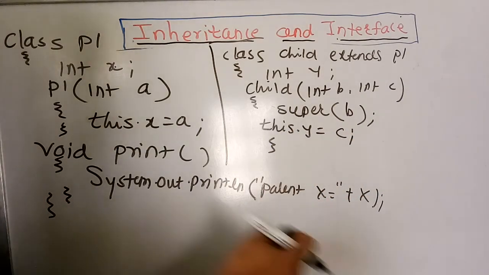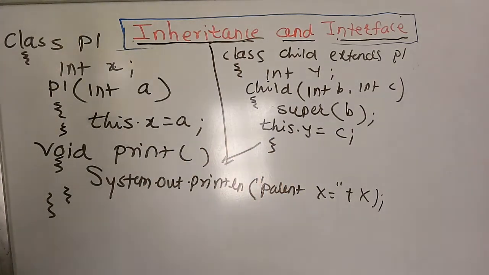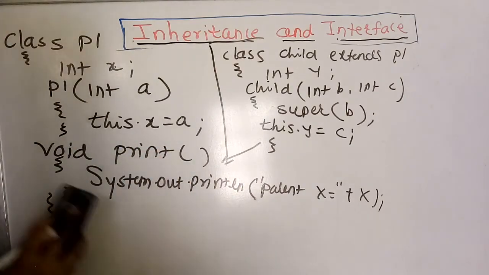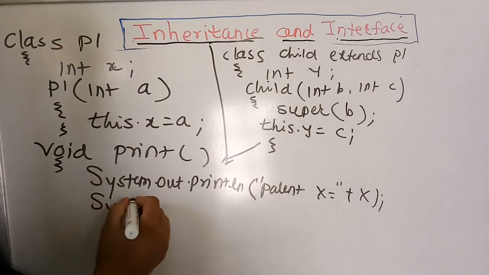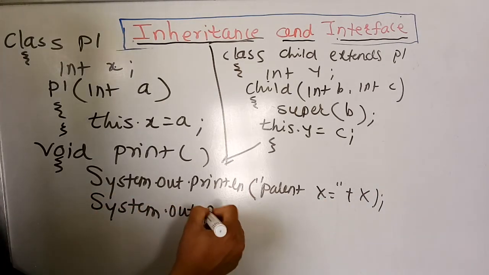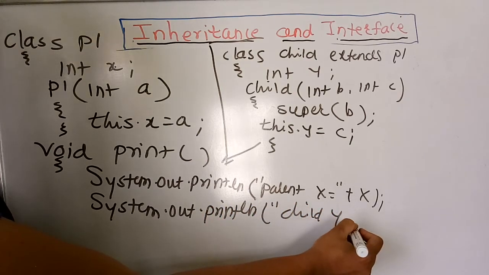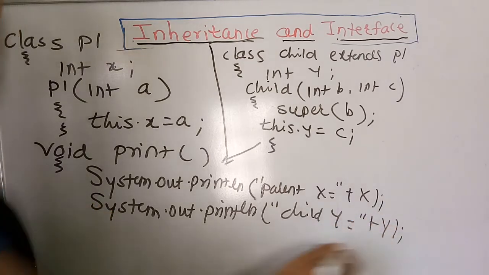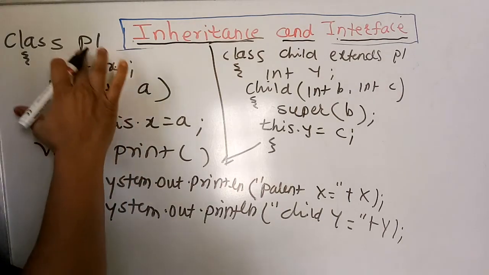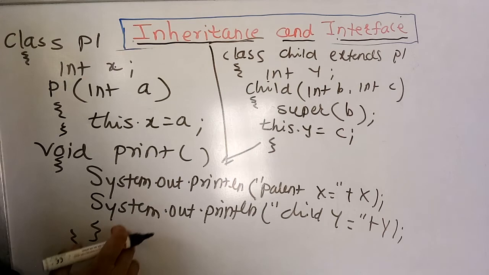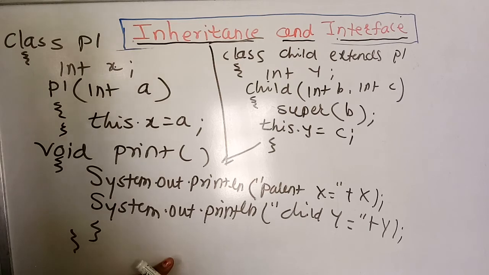Now we will again write the same method, void print, with the same name, but we will print the parent's x, and we will again repeat the statement for the child number, System.out.println child y equals y. Now these are the two classes, one parent and one child, and both have the same method, print. The first contains only one part and the second contains these two parts.